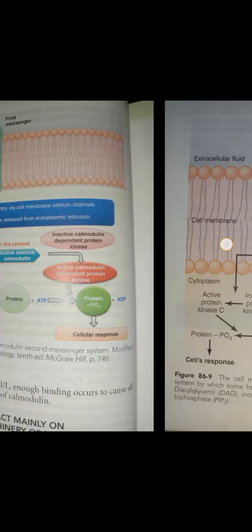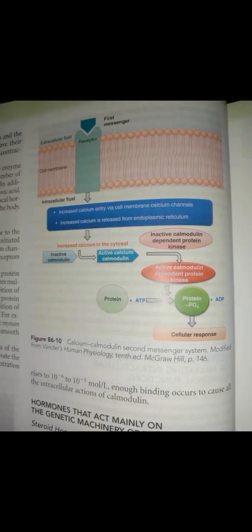And the next, calcium calmodulin second messenger system. Here we could see a picture which depicts this. Extracellular fluid is there, cell membrane is there, first messenger binds with receptor, intracellular fluid is there, increased calcium entry via cell membrane calcium channels, increased calcium is released from endoplasmic reticulum. Increased calcium in the cytosol, inactive calmodulin leads to active calmodulin, active calcium calmodulin, then inactive calmodulin dependent protein kinase, active calmodulin dependent protein kinase, then protein phosphorylation, ADP, cellular response is there.